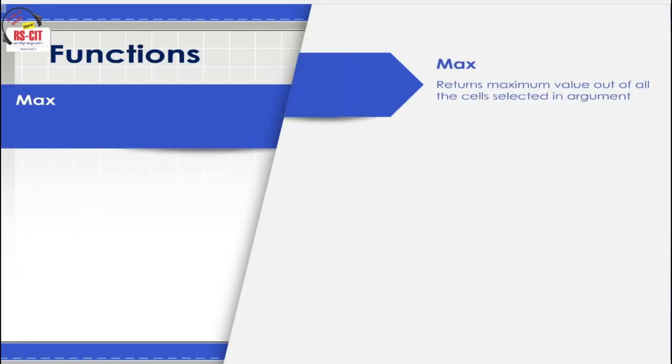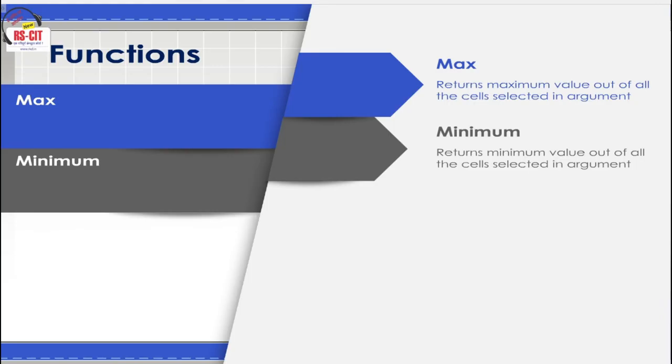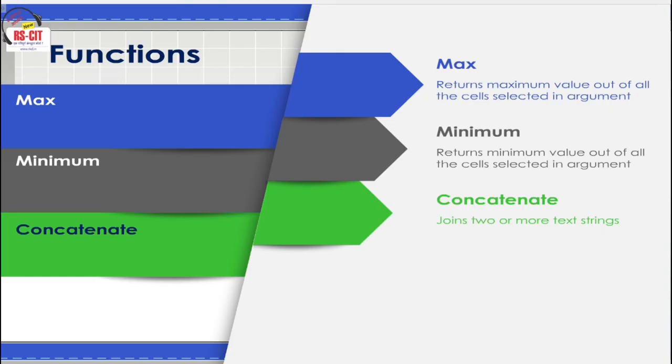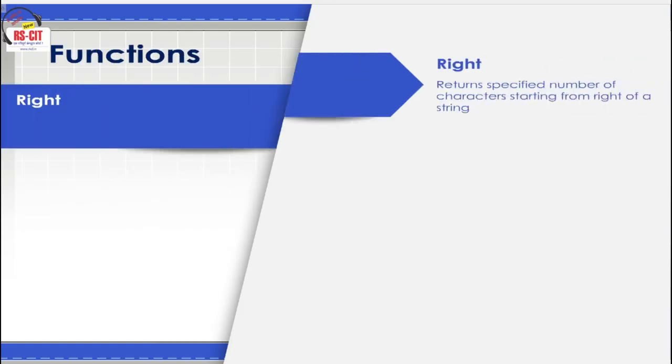Function: MAX. Result: returns the maximum value out of all the cells selected in the argument. Function: MIN. Result: returns the minimum value out of all the cells selected in the argument. Function: CONCATENATE. Result: joins two or more text strings. Function: LEFT. Result: returns the specified number of characters starting from the left of a string. Function: RIGHT. Result: returns the specified number of characters starting from the right of a string.